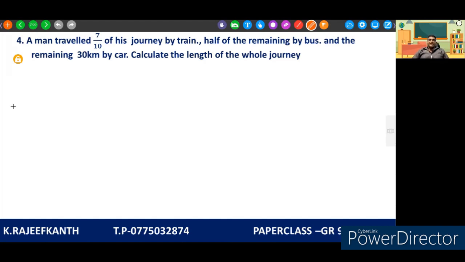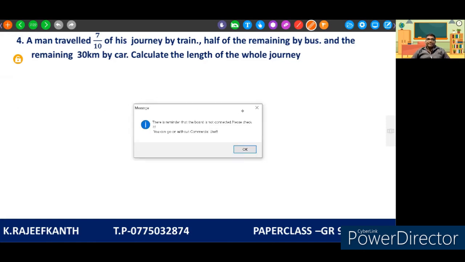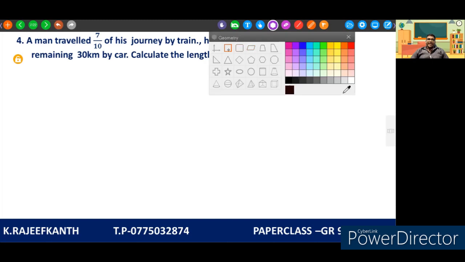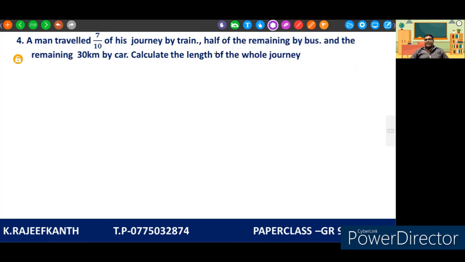A man travels 7/10 of his journey by train, half of the remaining by bus, and the remaining 30 kilometers by car. Calculate the length of the whole journey. Right? So here I am going to express this question with a rectangle. Here, this is the whole journey. I mark this whole journey as a rectangle. So by using this rectangle, we can find the answer easily.